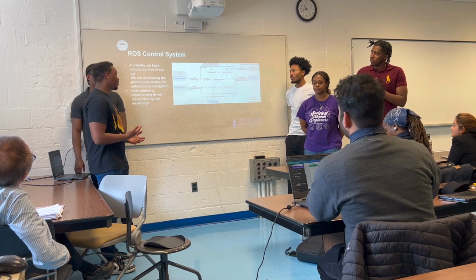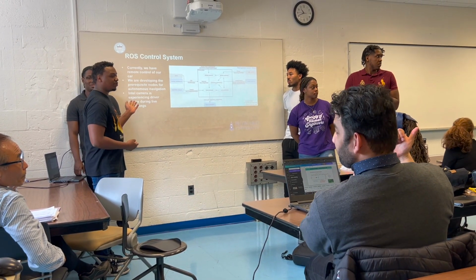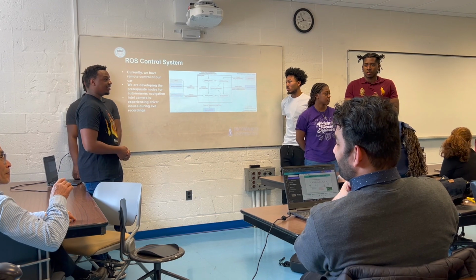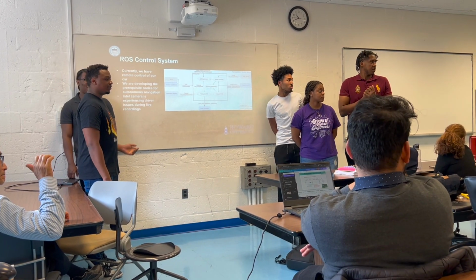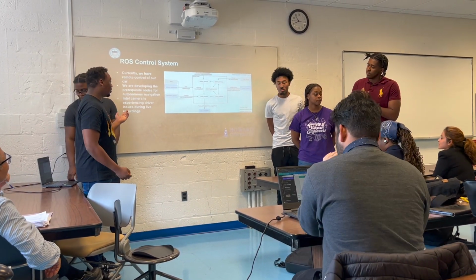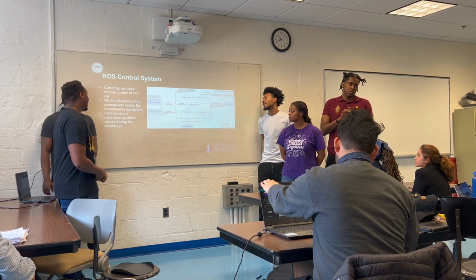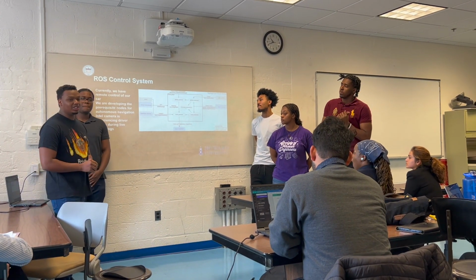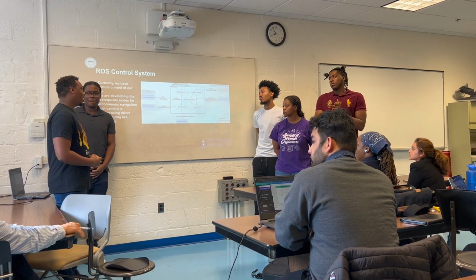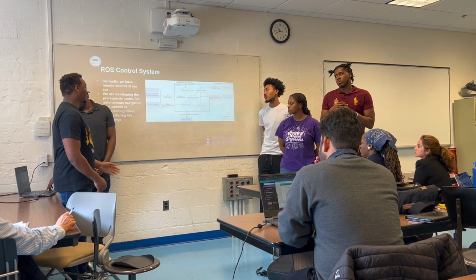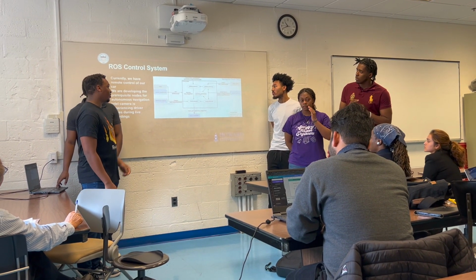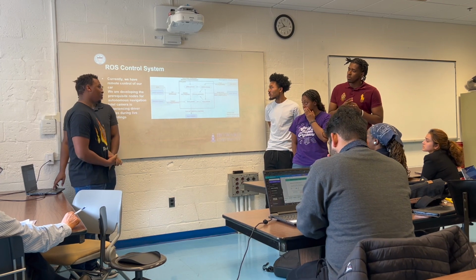So for our current control system, we're using ROS, the Robot Operating System. For our second sprint, we enabled remote control of our vehicle, and we were developing the prerequisite nodes to enable autonomous navigation. We'll get to that later, but so far we only need the map server, the item in the top right corner, to enable this.